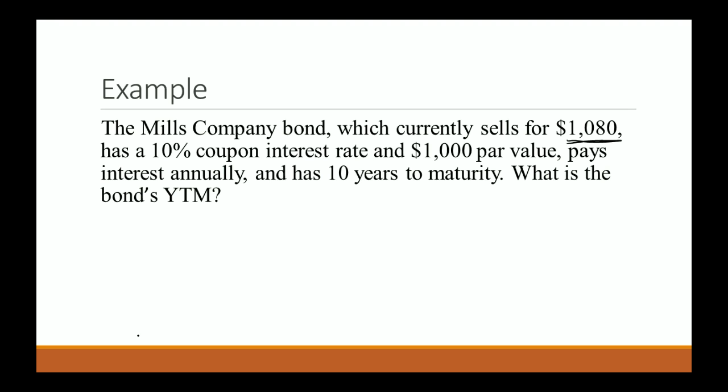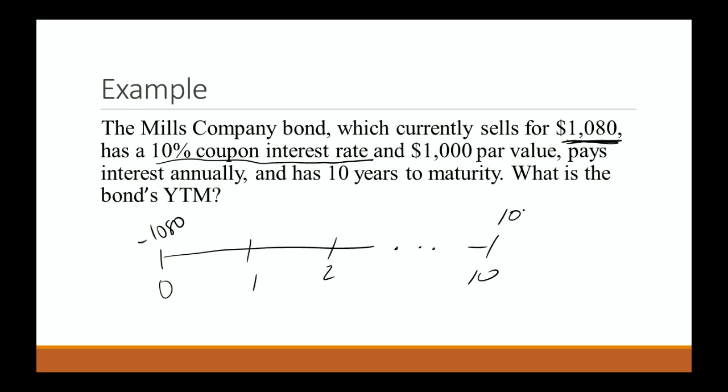So we know just looking at this problem that this bond is trading at a premium. So that means that the coupon rate that you're earning from this bond is greater than the current market interest rate. So let's determine the yield to maturity. This bond is currently selling for $1,080. We put a negative there because that is the price you would have to pay to purchase it. It has 10 years. And you receive $1,000 on the 10th year. Has a 10% coupon rate.